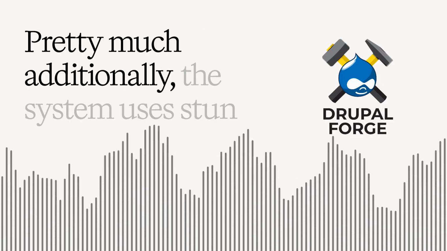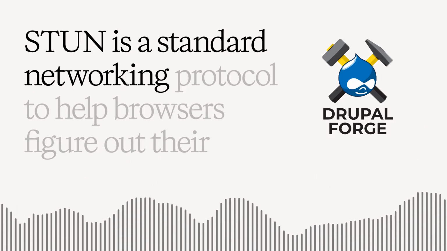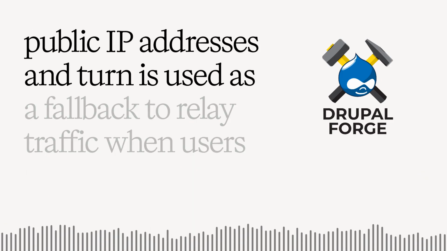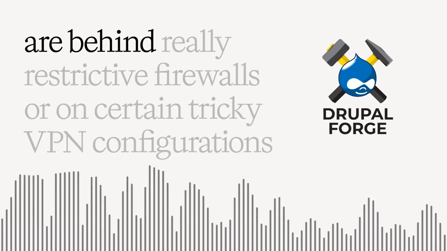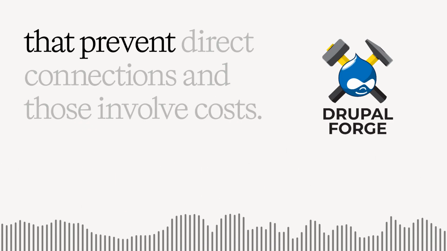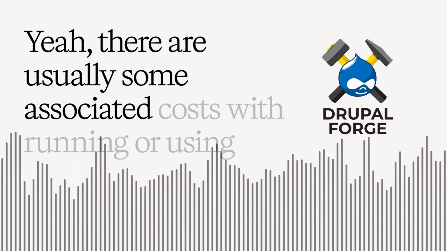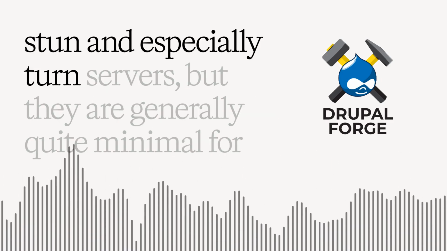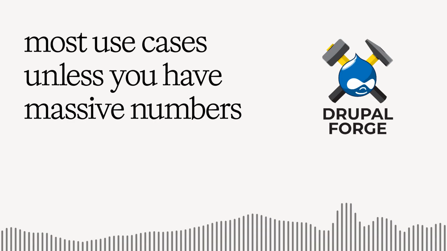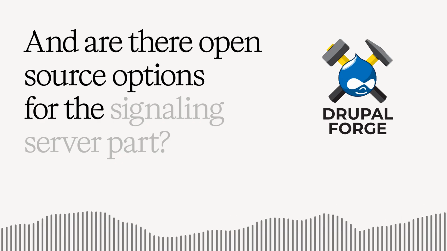Pretty much. Additionally, the system uses Stun and potentially Turn servers. Stun is a standard networking protocol to help browsers figure out their public IP addresses. And Turn is used as a fallback to relay traffic when users are behind really restrictive firewalls or on certain tricky VPN configurations that prevent direct connections. And those involve costs. Yeah, there are usually some associated costs with running or using Stun and especially Turn servers, but they are generally quite minimal for most use cases unless you have massive numbers of concurrent users behind difficult firewalls. Okay. And are there open source options for the signaling server part?